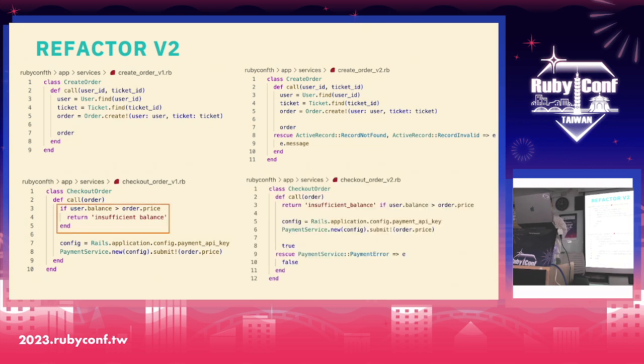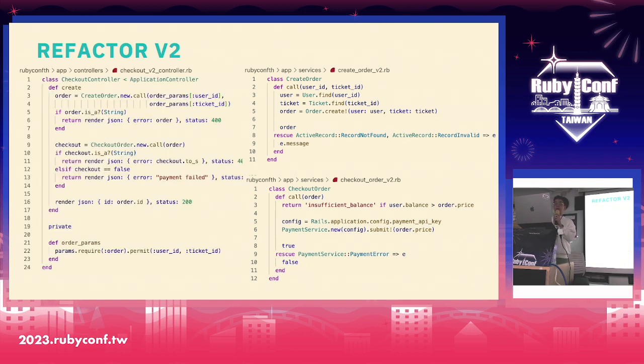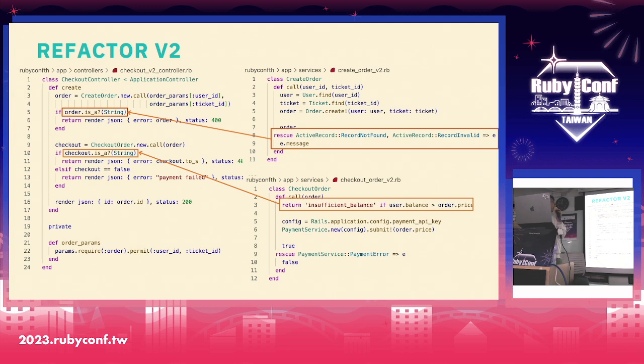Same for the order. This approach not only clarifies the outcome of these services, but we also streamline our error handling inside the services. And so in the controller, instead of handling multiple exceptions inline, for now we are just focusing on routing the outcome.